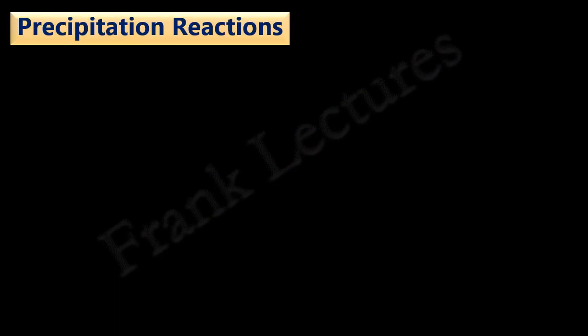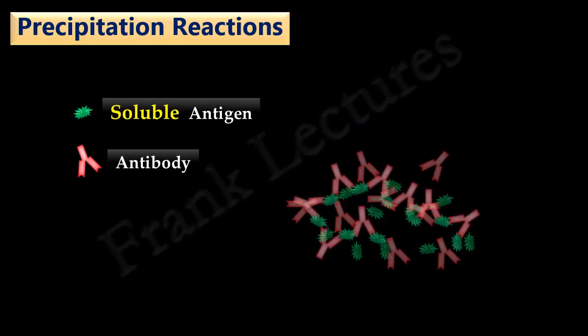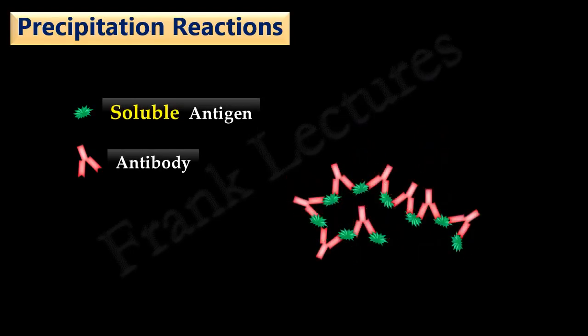In the last few lectures we studied precipitation reactions and diagnostic techniques based on these reactions. There we saw that, when soluble antigens are aggregated by antibodies, they form immune complexes. When these immune complexes become large enough to settle out of solution, they become visible.